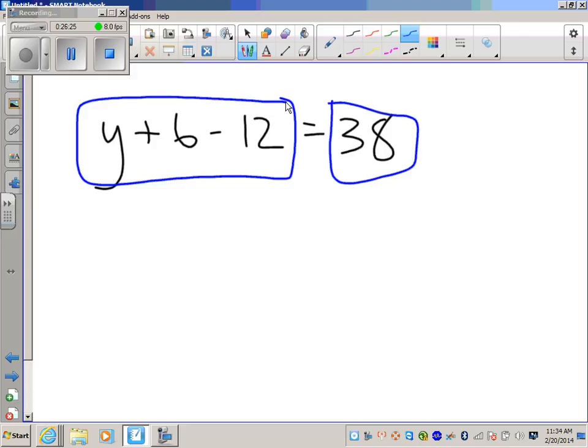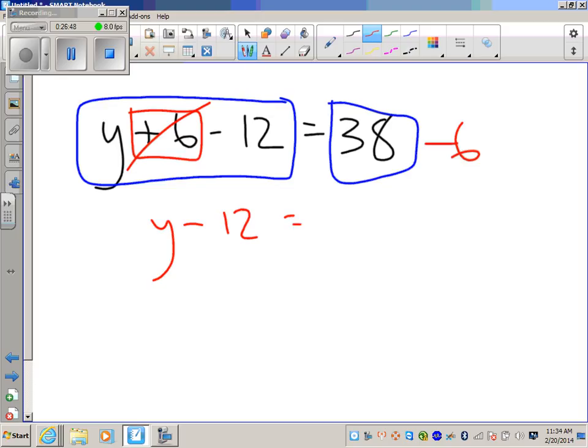So if you want to focus just on the plus 6, how am I going to get rid of a plus 6? What's the opposite? Subtract 6. I could take it piece by piece if I want. So if I want to subtract 6, now what's left? Y minus 12 is equal to, what's 38 minus 6? 32. Am I done? No.